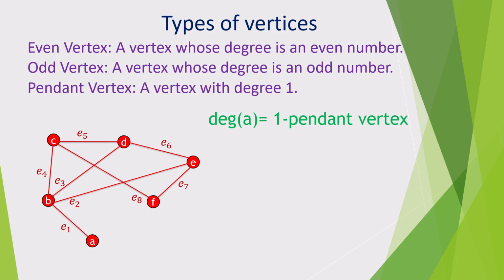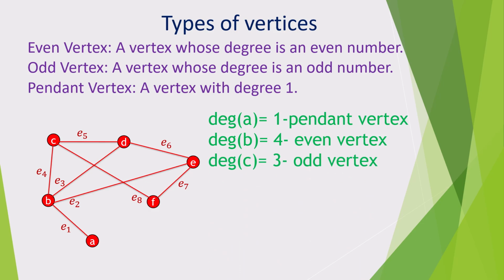So if you consider vertex A, then A has degree 1. Already we have discussed how to count the degree of vertices. There is only one edge E1 incident on vertex A. Thus A is a vertex with degree 1, and a vertex with degree 1 is called a pendant vertex. Thus A is a pendant vertex. B has degree 4 and 4 is an even number. Thus B is an even vertex.